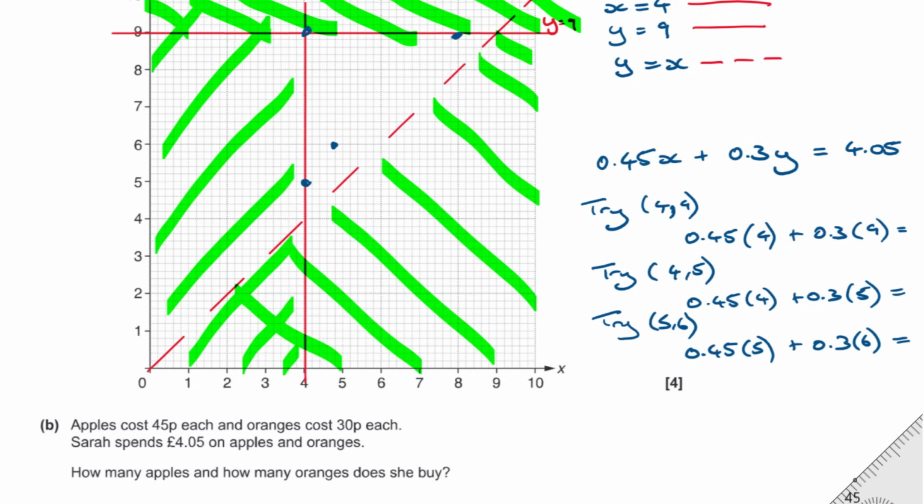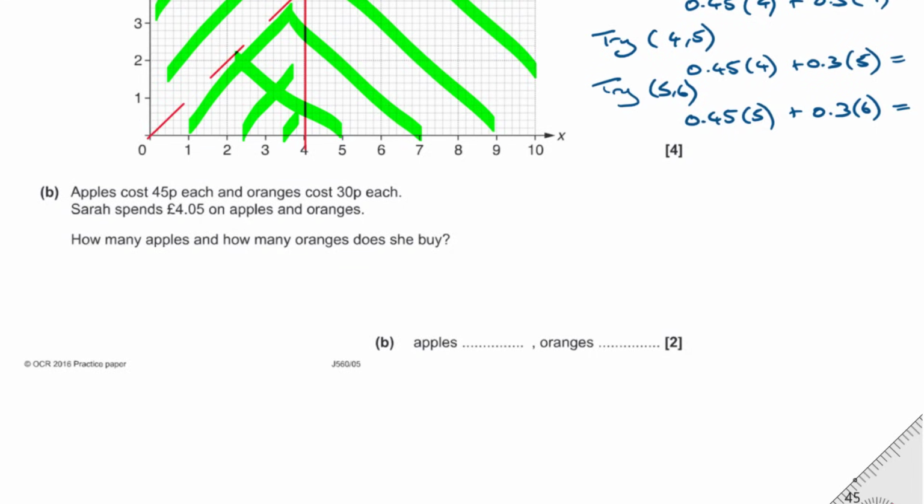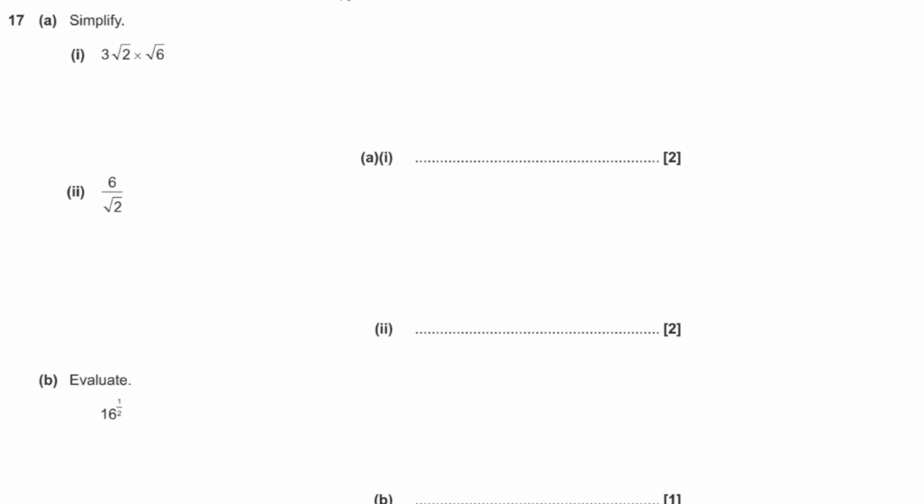So it's 5 apples, 6 oranges. 5 apples, 6 oranges. Question 17, part A. Simplify 3 root 2 times root 6. I can simplify this, 3 root 2 root 6. I can multiply these two roots together, and that will give me 3 root 12.